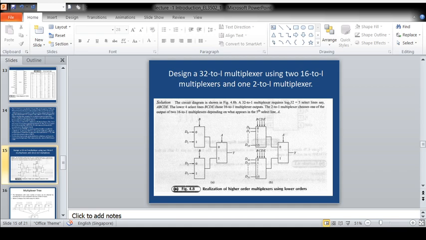If you want to select 32 inputs, how many select lines do you require? How many control signals do you require? Definitely 2 raised to 5, that is 32. So 5 control signals are required: A, B, C, D, and E. B, C, D, E can be utilized for the individual 16 to 1 multiplexers, and A, the most significant bit, is utilized for the 2 to 1 multiplexer as the control signal. And that way a 32 to 1 multiplexer can be prepared.